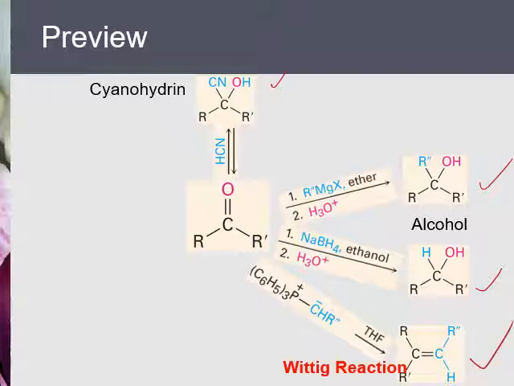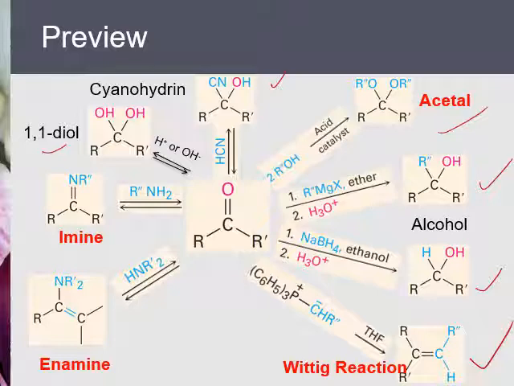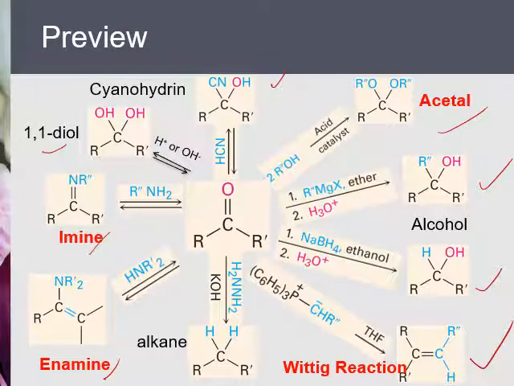In this section, we're going to study the nucleophilic addition reaction with weak neutral nucleophiles, and this includes acid-catalyzed hydration to form 1,1-diol, acid-catalyzed alcohol reaction to form acetals, acid-catalyzed amine reaction to form imine and enamine, and the Wolff-Kishner reaction to convert a C=O double bond to an alkane.